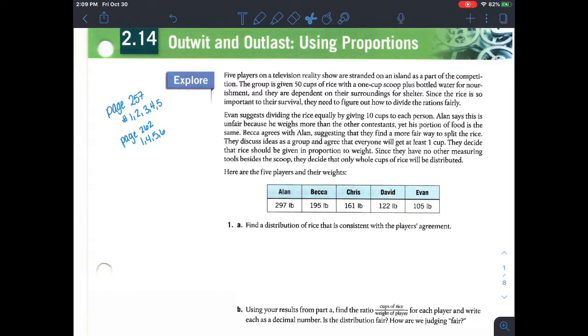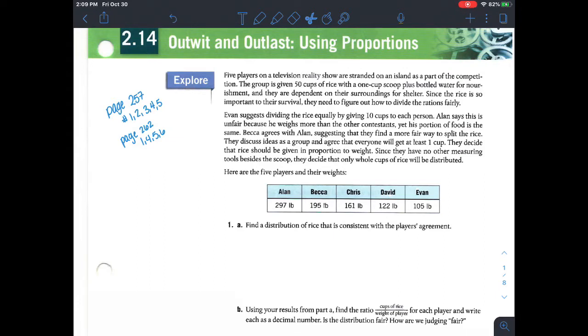Since the rice is so important for their survival, they need to figure out how to divide the rations fairly. Evan suggests dividing the rice equally by giving 10 cups to each person because there's 5 of them and 50 cups of rice. Alan says this is unfair because he weighs more than the other contestants, yet his proportion of food is the same. Becca agrees with Alan, suggesting they find a more fair way to split the rice.